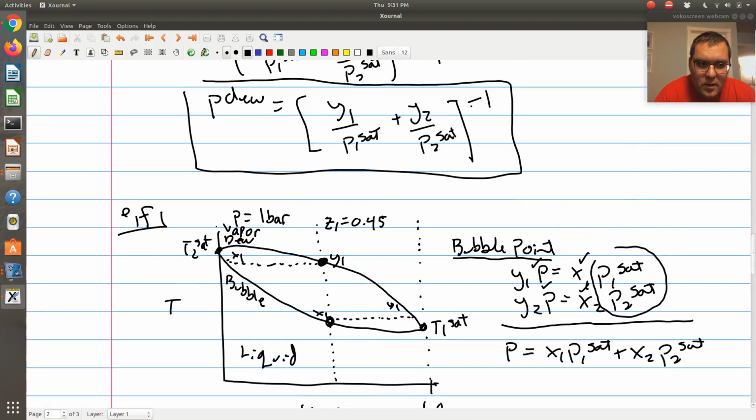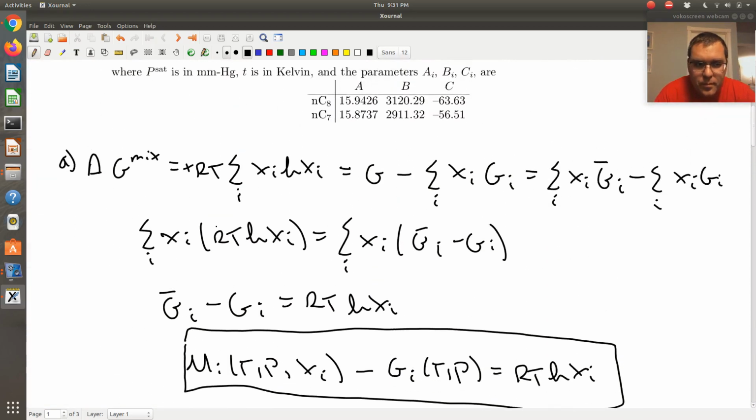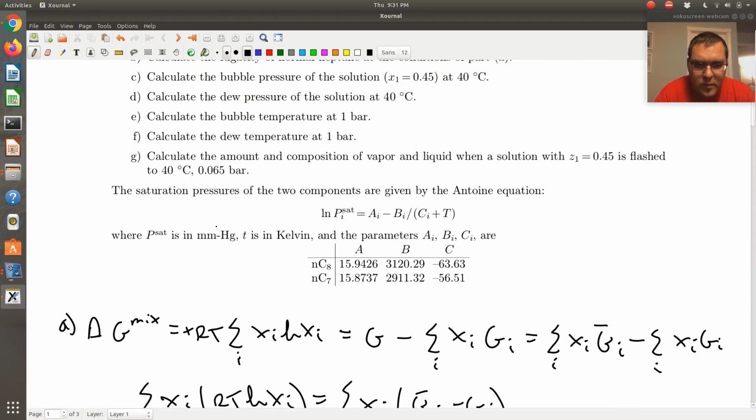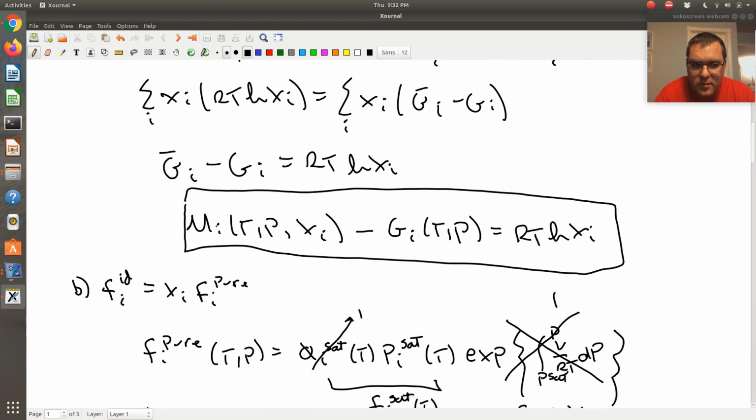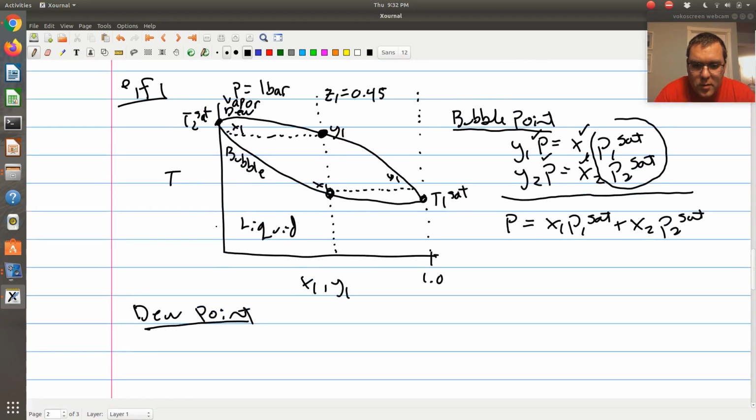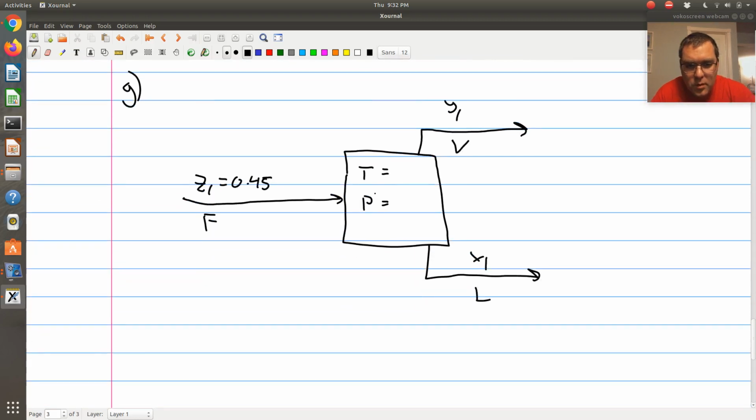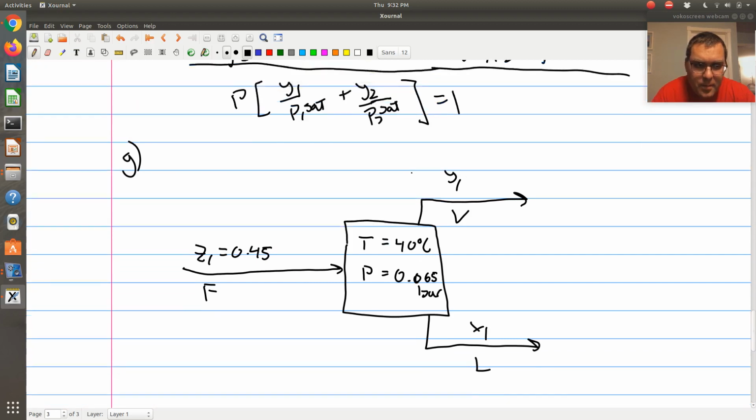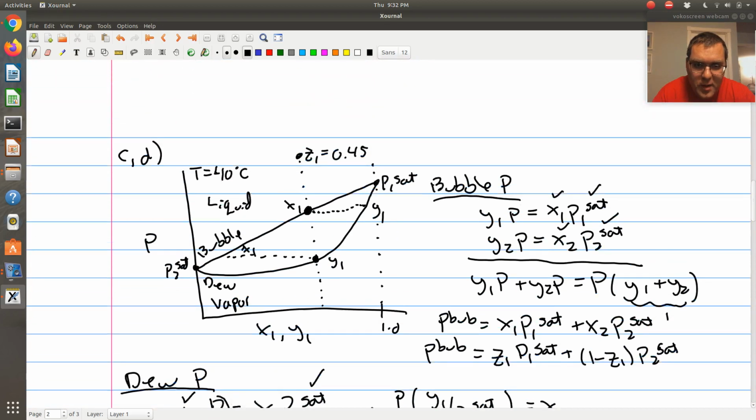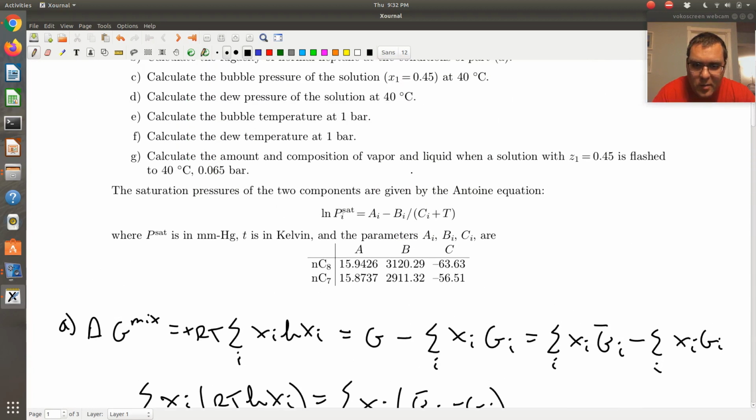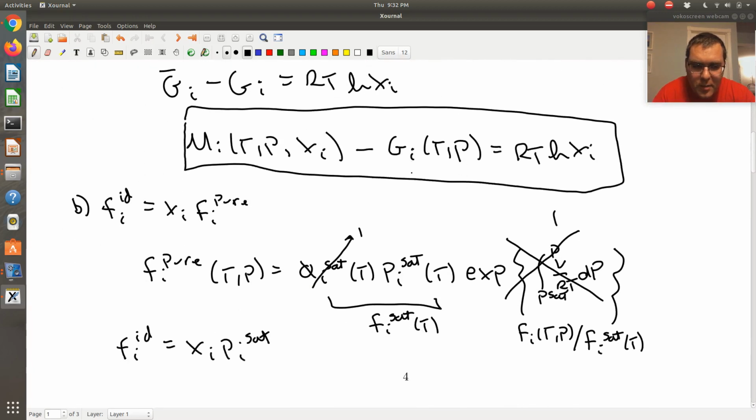Okay, so let's go back up. Z1 was 0.45. Temperature is 40 degrees C and 0.065 bars. Again, I'm assuming that's in between P dew and P bubble. Having not solved for P dew and P bubble, I can't check, but I'm going to assume they're right.